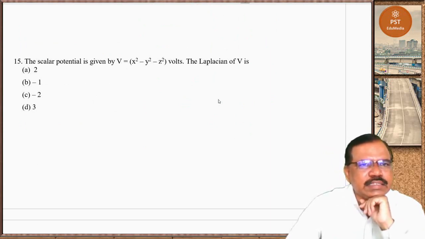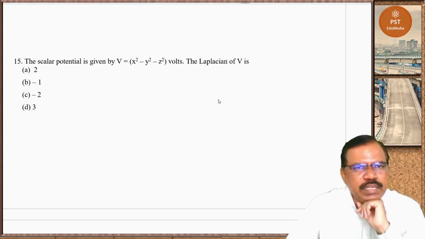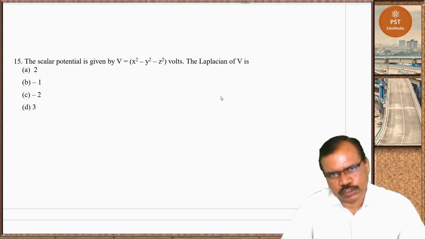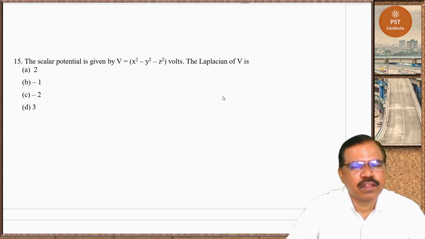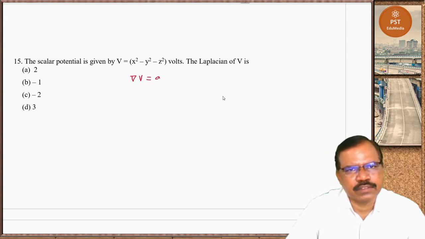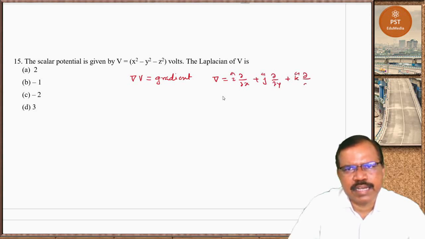The scalar potential is given by V equal to x square minus y square minus z square. The Laplacian of V is. So V is scalar. And we know del V is the gradient, where del is i ∂/∂x plus j ∂/∂y plus k ∂/∂z.